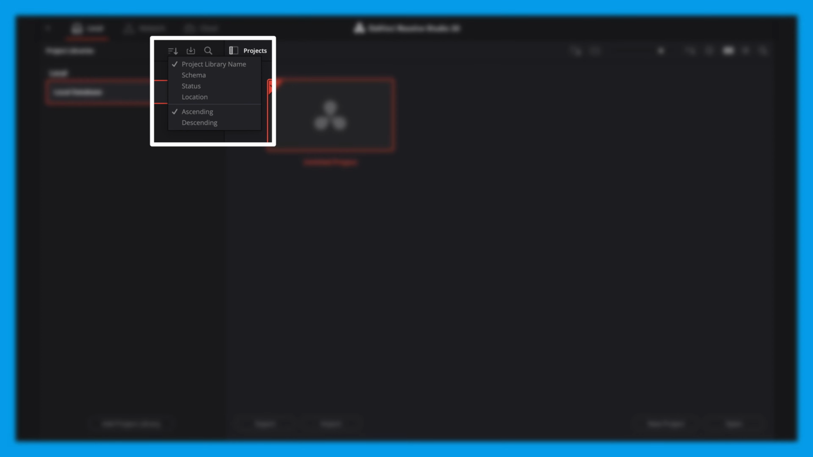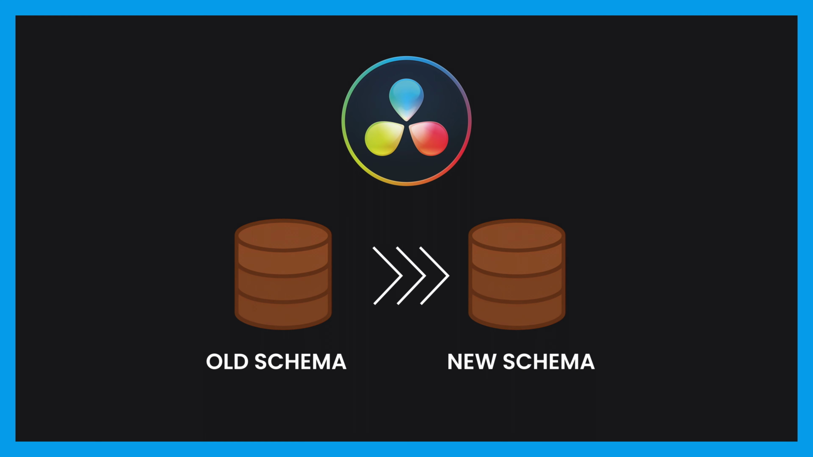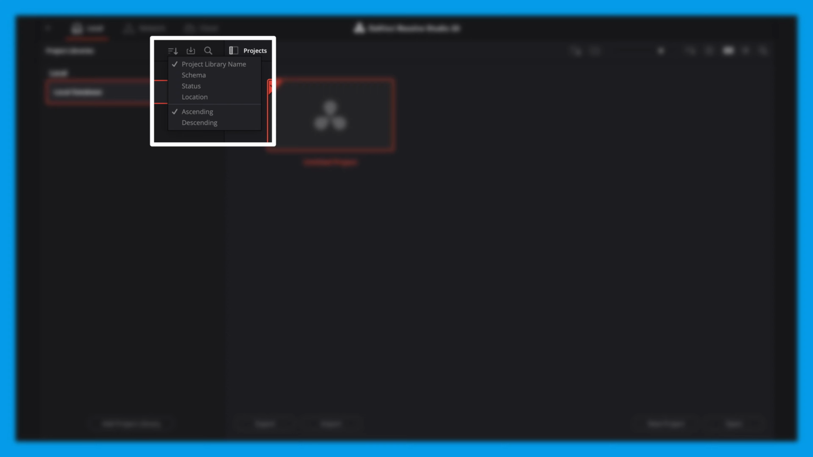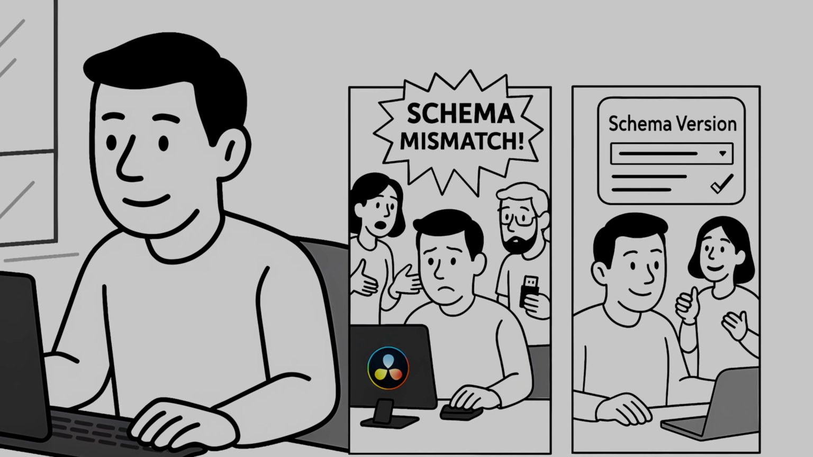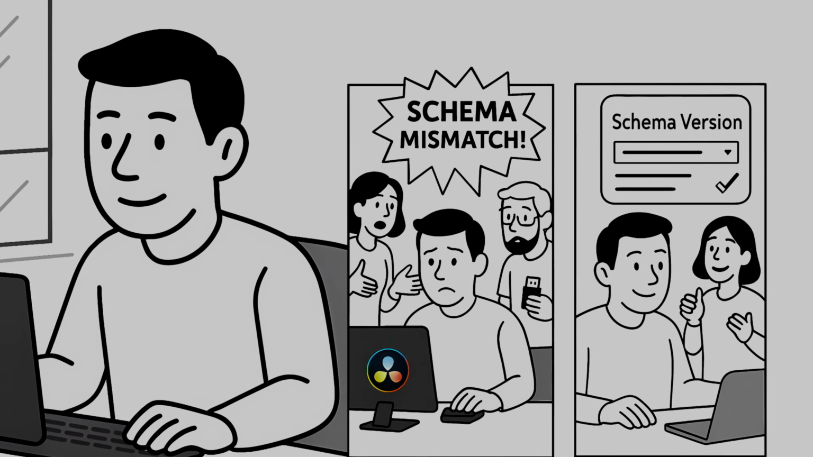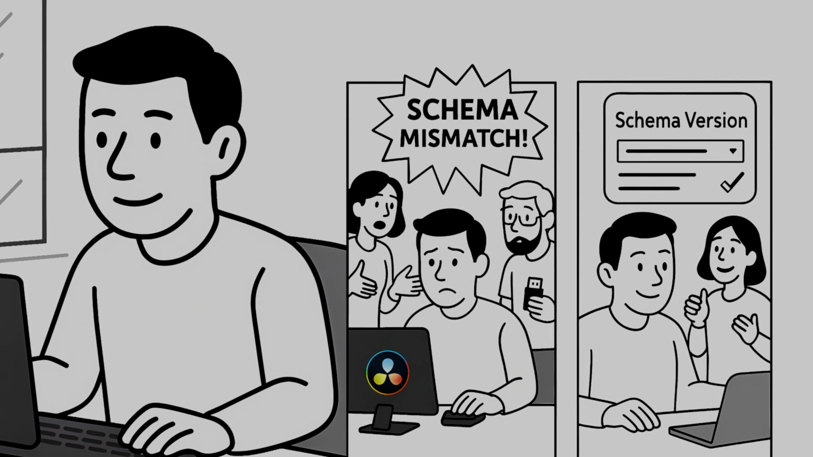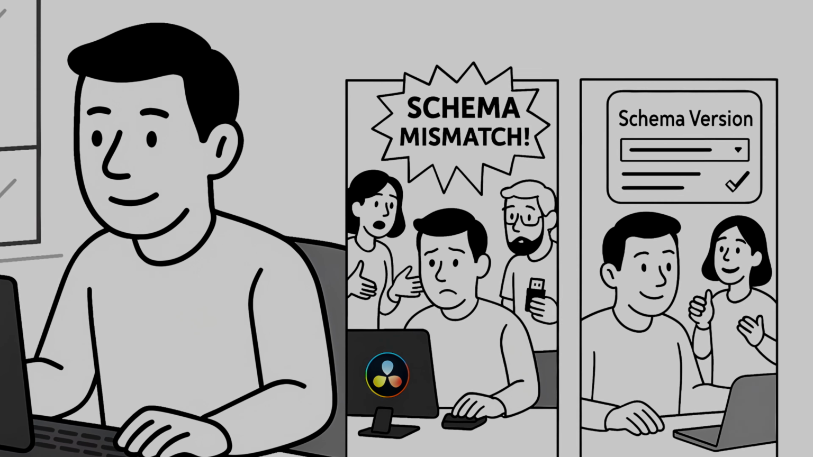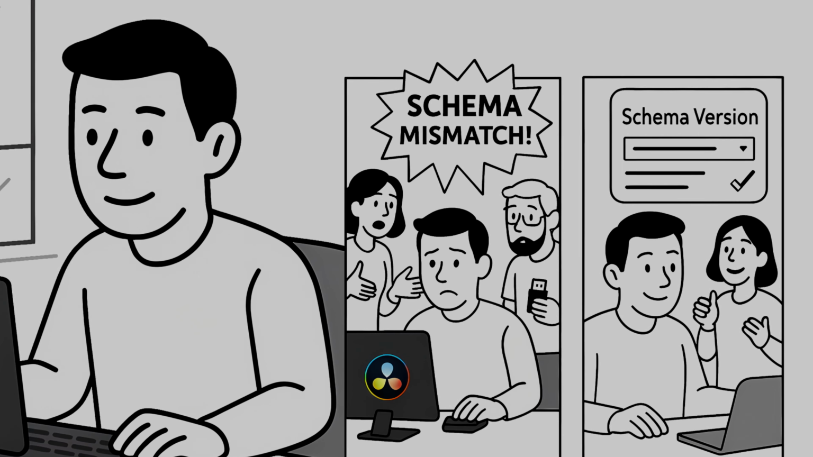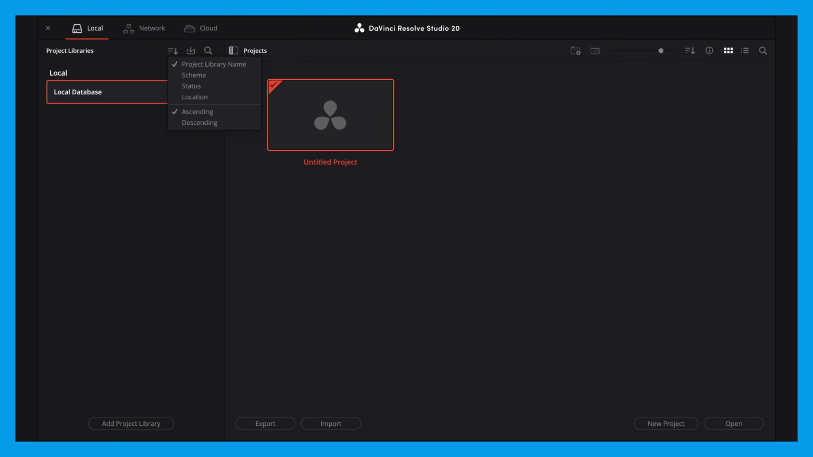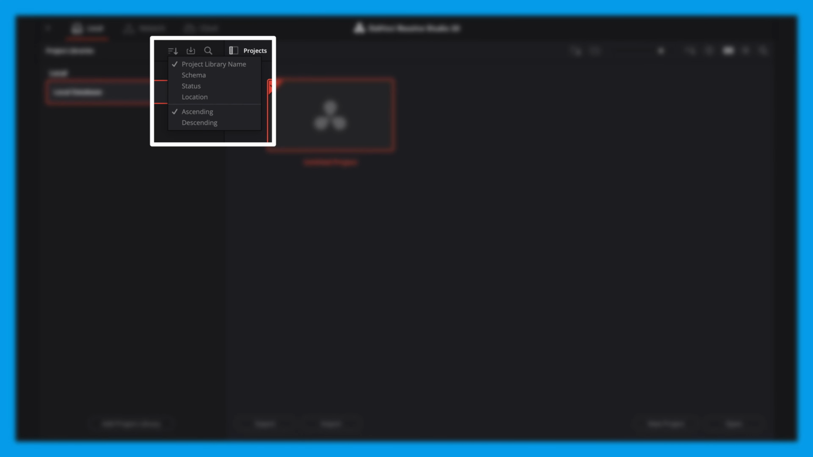Next is the filter by menu. This dropdown lets you narrow the list by project library name, schema, status, and location. So what is schema? Each version of DaVinci Resolve may update or change its internal database format to support new features. This dropdown lets you narrow that list by older schema and newer schema. If you're just starting out and using the default local database, you won't need to worry about schema differences. However, schema becomes important when you're working in shared environments or importing older libraries from different Resolve versions. And finally, you can choose an ascending or descending order for each option.